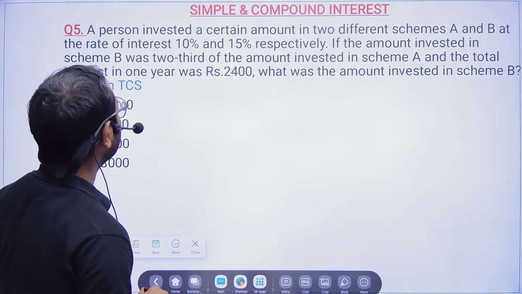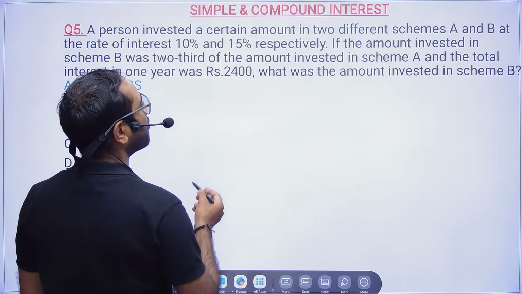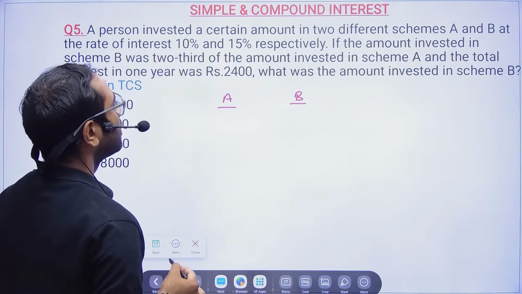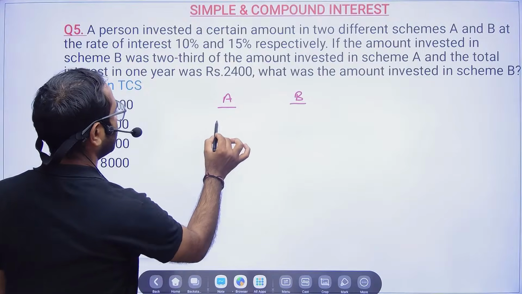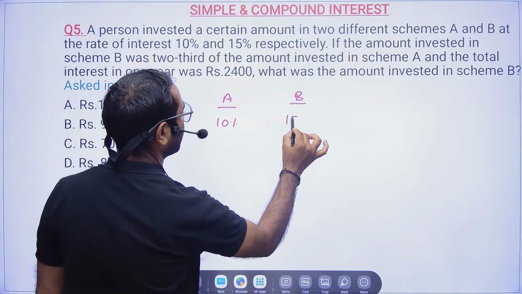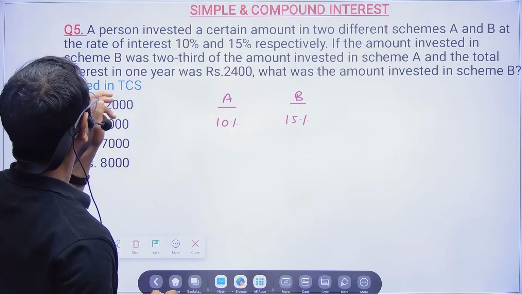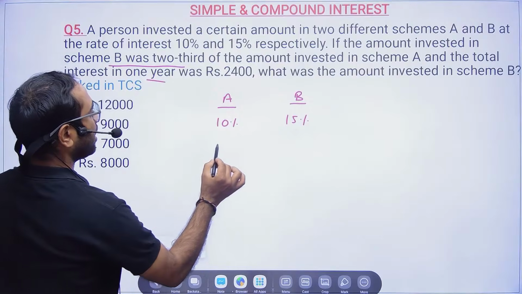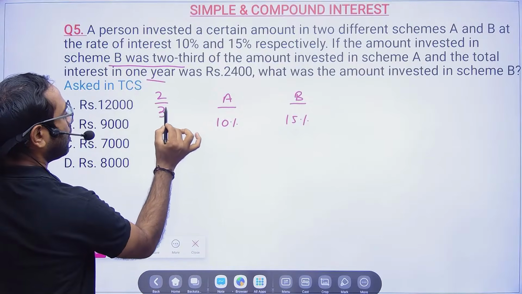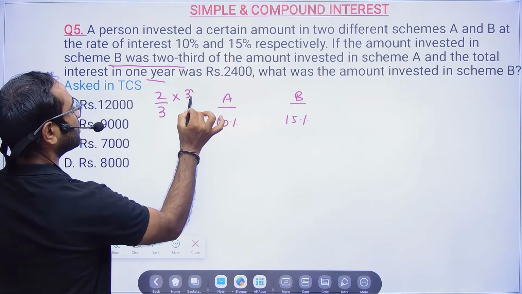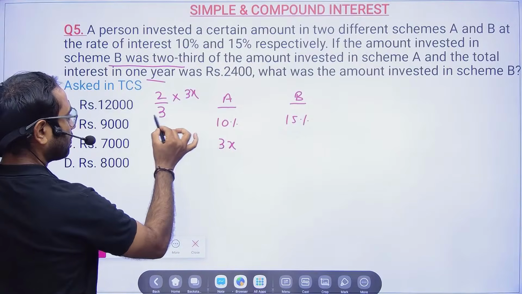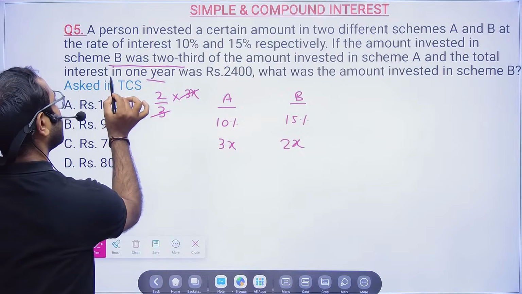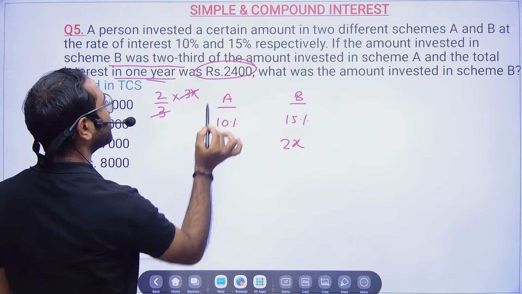So what has been told here: a person invested a certain amount in two different schemes. So we have a scheme A and we have a scheme B, correct? Here the rate of interest is 10% and here the rate of interest is 15%, correct? If the amount invested in scheme B was 2/3 of the amount invested in scheme A, I will assume that A is investing 3x. That way calculating 2 by 3 will become easy. It will become 2x. Now they're telling that in 1 year the total interest is 2400.